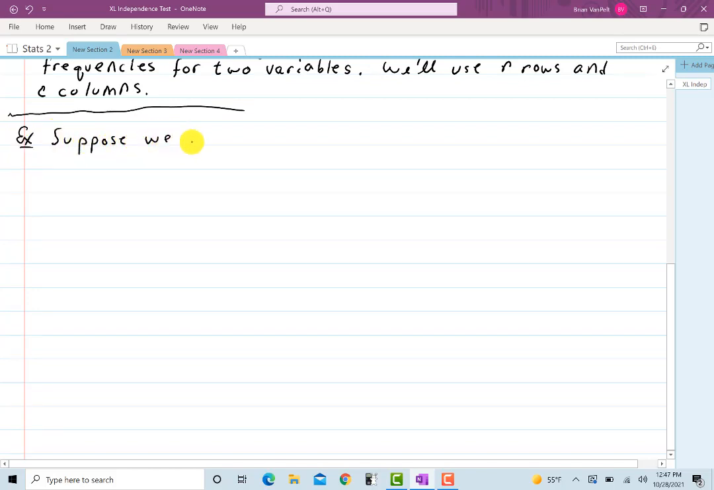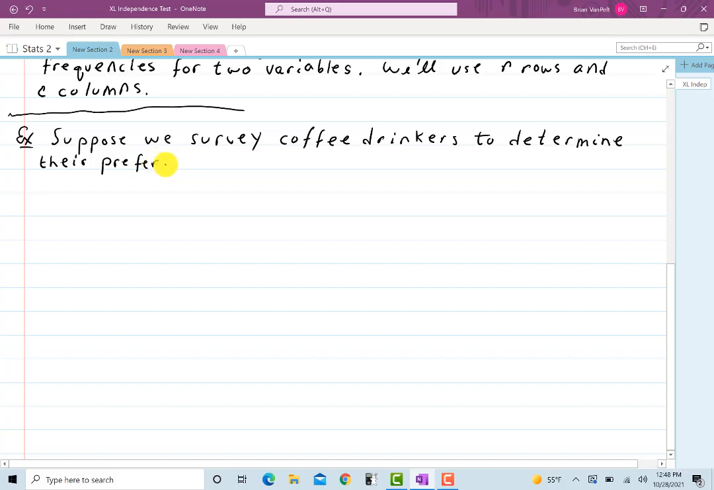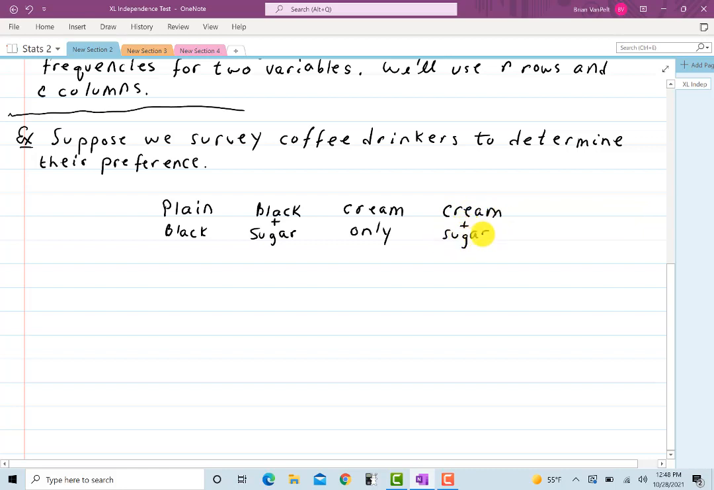Suppose we survey coffee drinkers to determine their preference. So we give them a list. Let's say they look like this. Here are my options. I can look at just plain black coffee. That would be certainly one thing to consider. And then just black with sugar, cream only, cream and sugar, and then the catch-all for anything we haven't thought of, other.